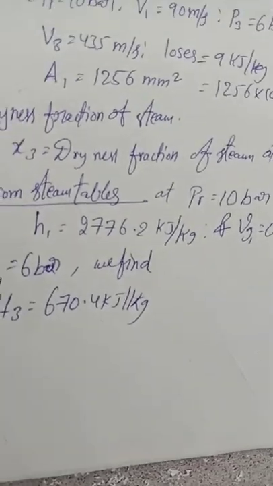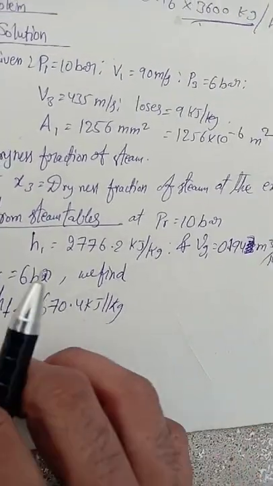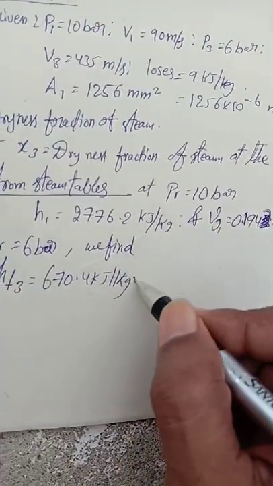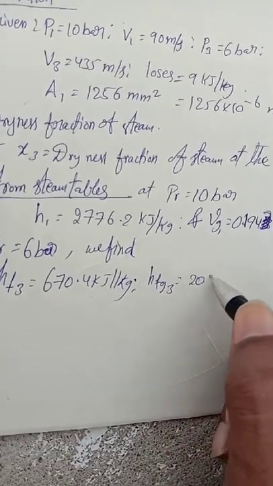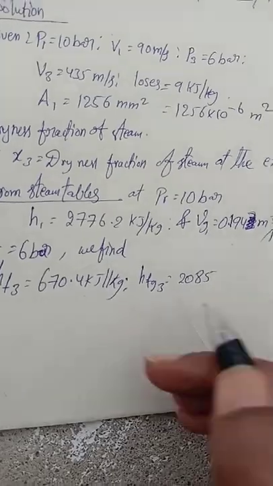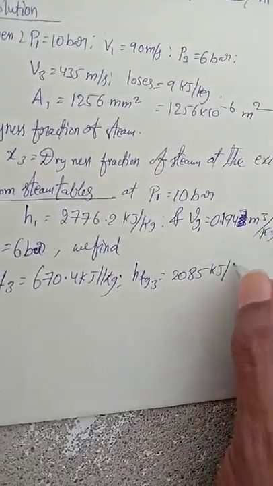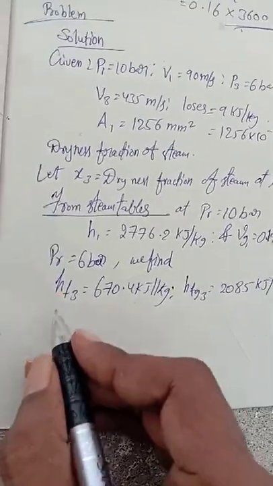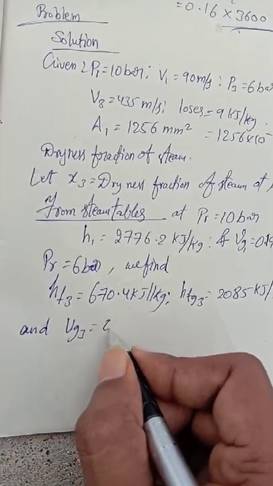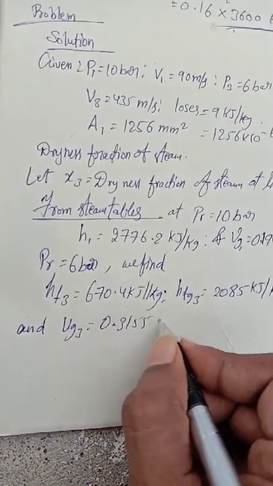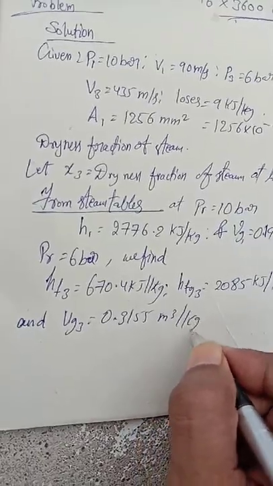and also hfg3 is equal to 2085 kilojoules per kg, and vg3 is equal to 0.3155 meter cube per kg.